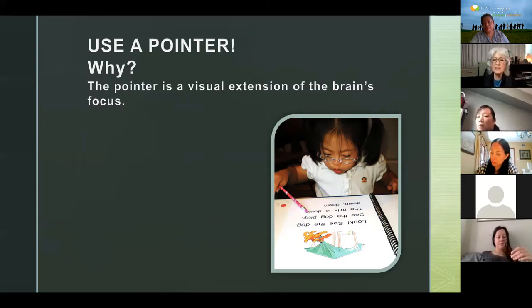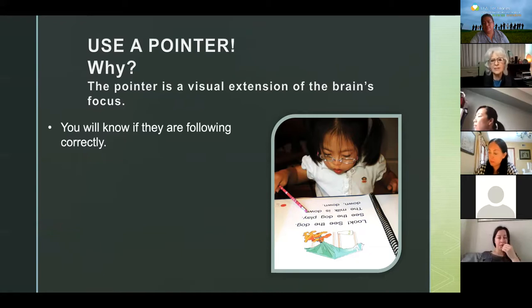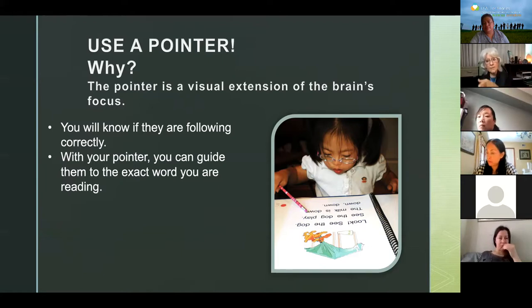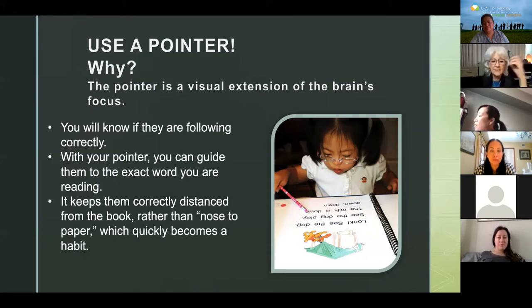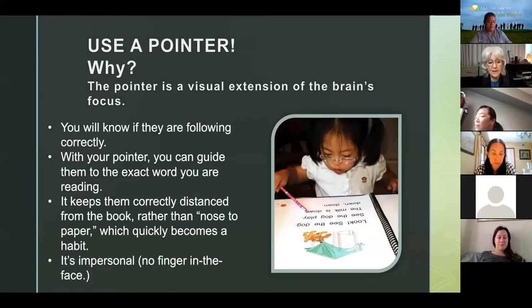So it's a visual, of course. It's a visual extension of the brain's focus. You're going to know where the child is. You'll know if they're following correctly or if they're on the wrong word. You're using your pointer and you're going along, all right? You can guide them to the exact word. Now, if they get off and you're over here and they're still on this one, it's so easy to just pick up the eraser and put it over in the right spot. You don't say, no, no, no. It's easy peasy. And it keeps them correctly distanced from the book so they're not nose to paper, which can become a habit really fast. And it's impersonal. You don't have your finger in their face. I don't like fingers in my face. I'm sure they don't either.